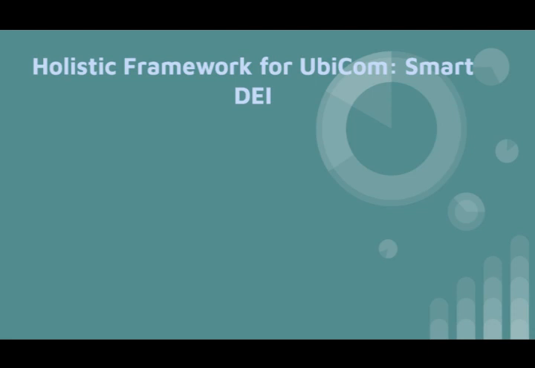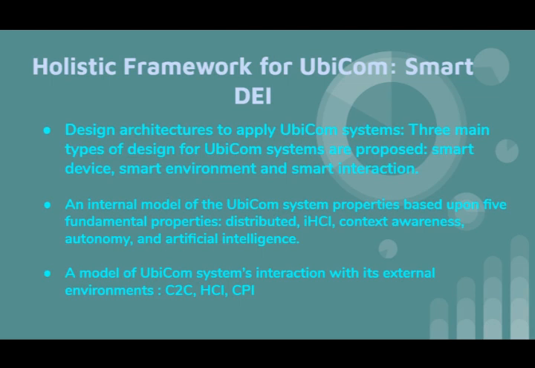Okay, so what is the smart DI? The full form of smart DI is smart devices, smart environment, and smart interaction. We have 3 points regarding the holistic framework. First is design architectures to apply a UbiCom system. Second, an internal model of UbiCom system properties based upon 5 fundamental properties, as I said at the start of our lecture. And third one is the interaction, the different kinds of ubiquitous interactions that we have.